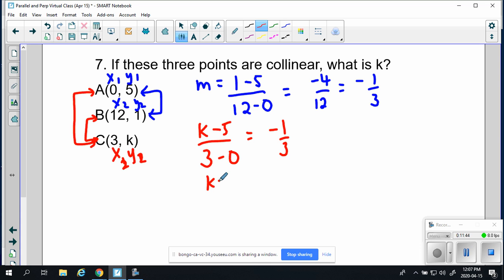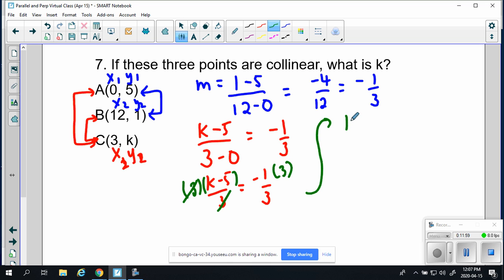So what am I getting? K minus 5 over 3 is equal to negative 1/3. I don't like this 3. I'm going to kill it off. And then we get k minus 5 is equal to negative 3 over 3, which is just negative 1, because actually these guys also cancel. So plus 5, k is equal to 4.